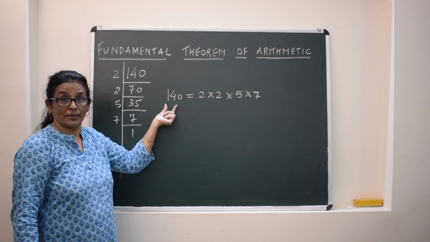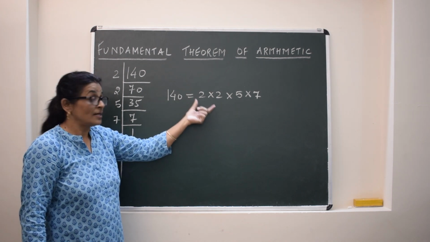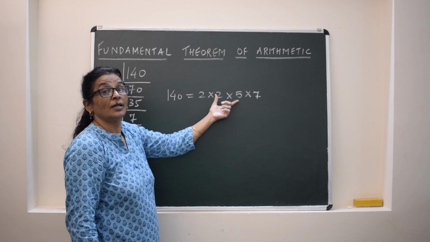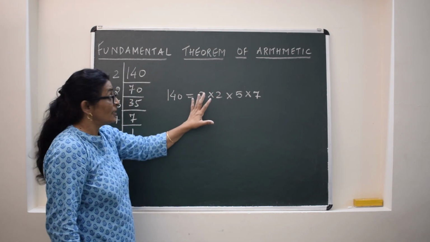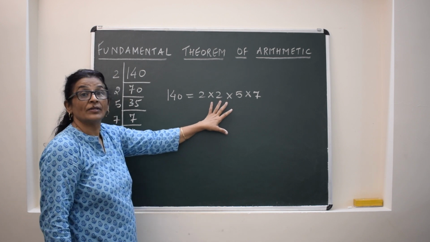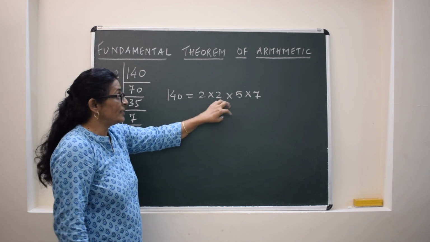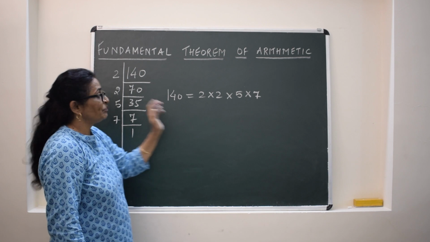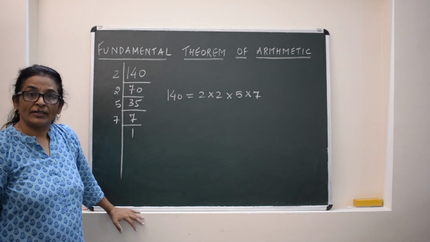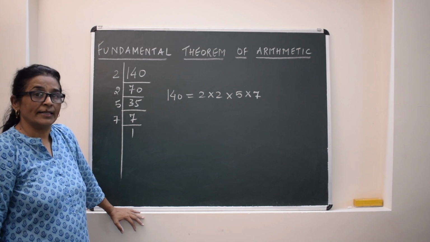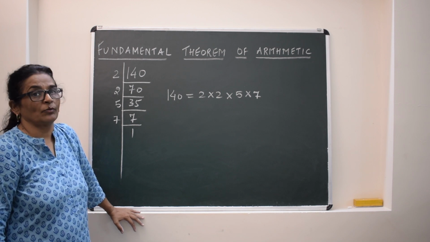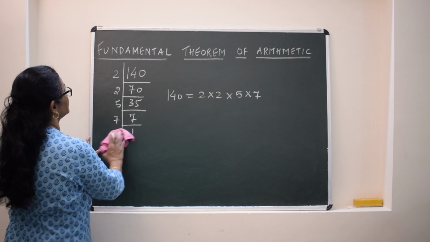Every composite number can be expressed as the product of prime factors, and those prime factors will be unique, meaning no other prime factor will come in this case; only the order can be changed. Okay, so like this we can find out the prime factors. Now we will discuss how to find out the HCF and LCM of numbers.